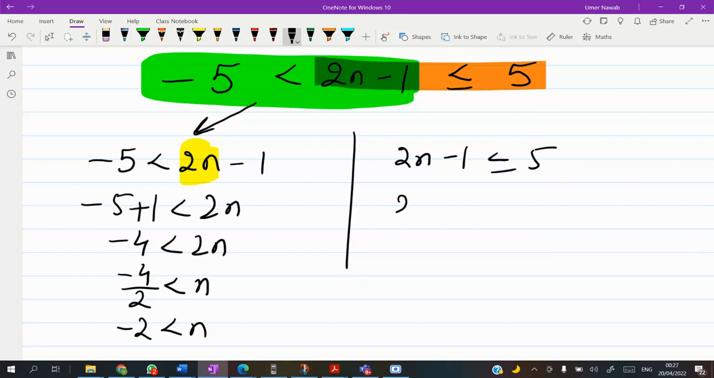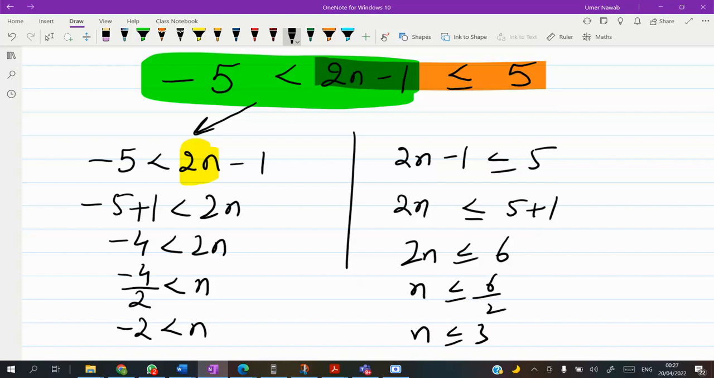And in the second inequality, again, try to make n the subject, send the minus 1 to the other side. 5 plus 1, 6. So n is less than or equal to 6 over 2. So n is less than or equal to 3.